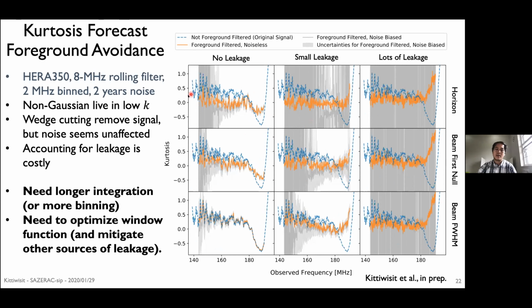What this implies is that the non-Gaussian signal lives in the lower k where the foreground gets cut out. And it looks like if you cut the wedge, it removes the signal, but the noise is not cut out. So if we want to measure it, we either need to reduce the noise with longer integration time or more binning, or try to figure out how to mitigate the foreground leakage outside of the wedge.